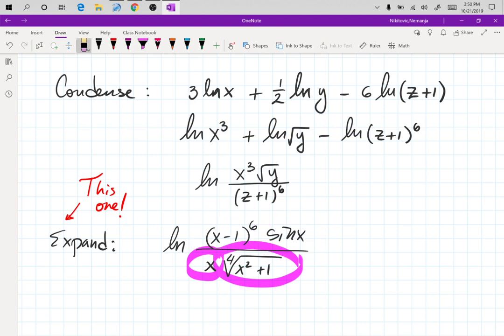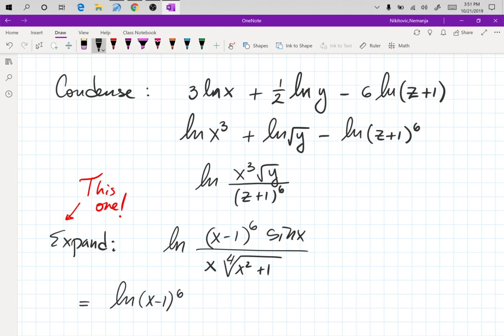So let's go and get them all. So this is going to be ln. This one is in the numerator, so it's a positive ln of x minus 1 to the 6th. The next one is in the numerator as well, so it gets a plus ln of sine x. The next one is in denominator, so it gets a minus ln of x. And the next one is also in denominator, gets a minus.